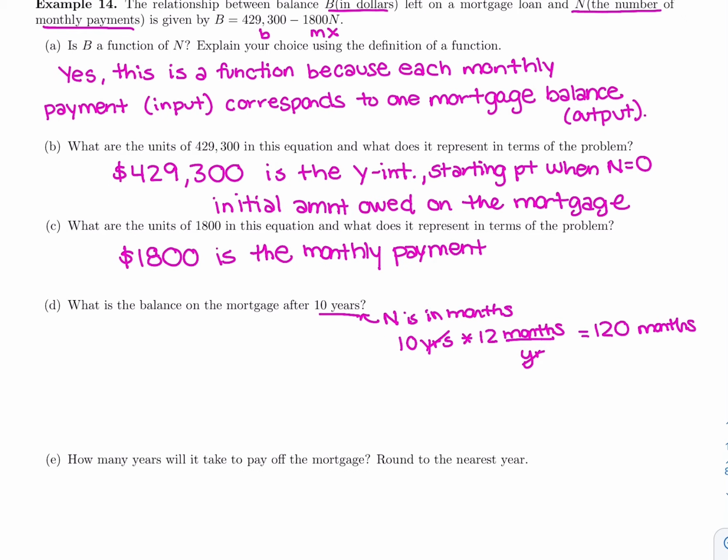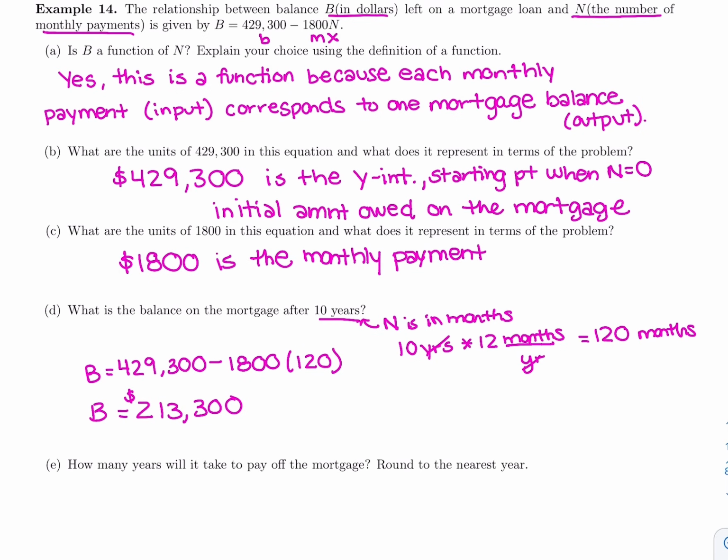So we're going to plug that into our equation. Our balance is going to be $429,300, our initial mortgage, minus we've made $1,800 payments every month for 120 months, or in 10 years. So I'm just going to grab my calculator and plug that in. 429,300 minus 1,800 times 120. My balance on the mortgage 10 years in is this $213,300. So definitely not paying off this mortgage in 10 years alone. We got it down to just over $200,000 though.